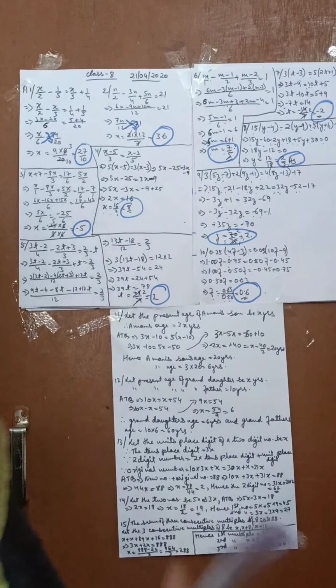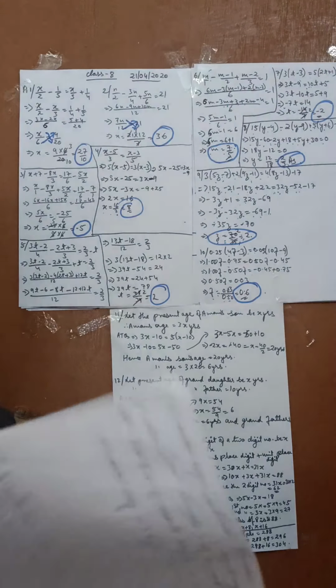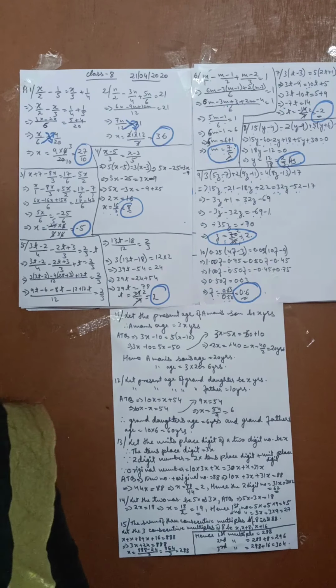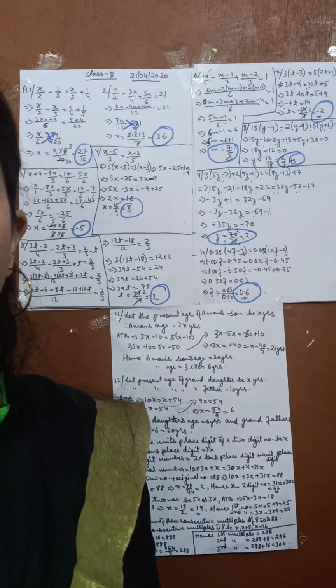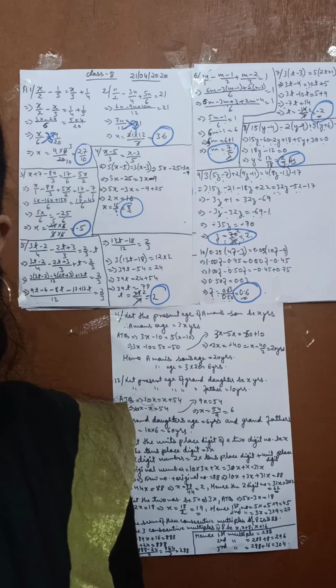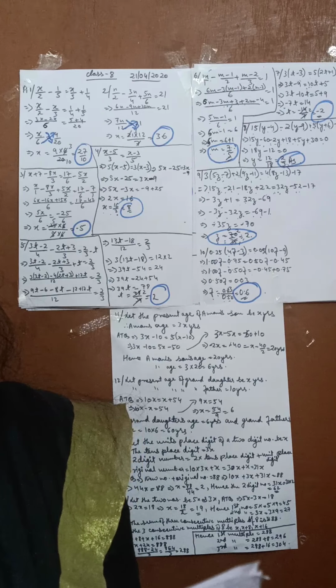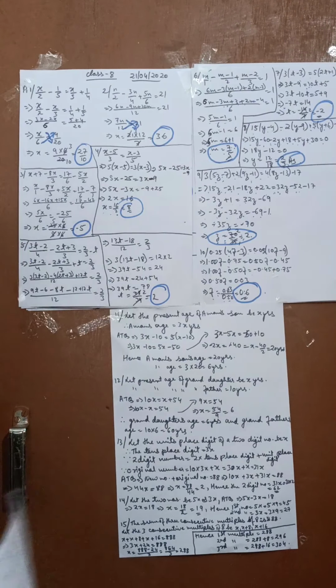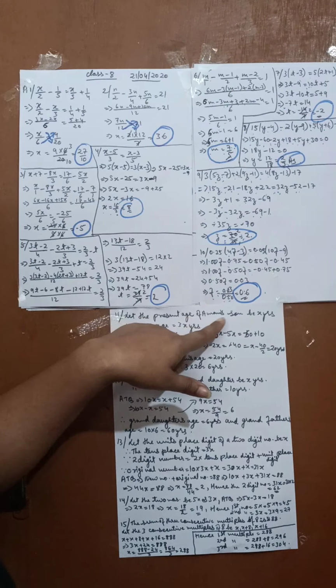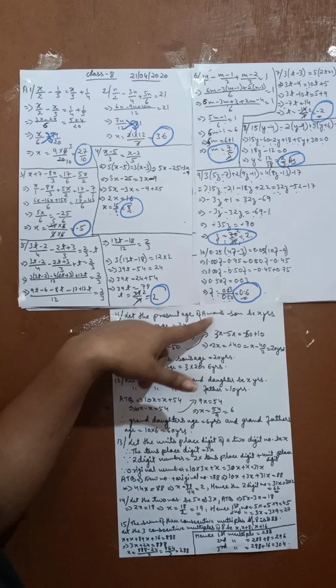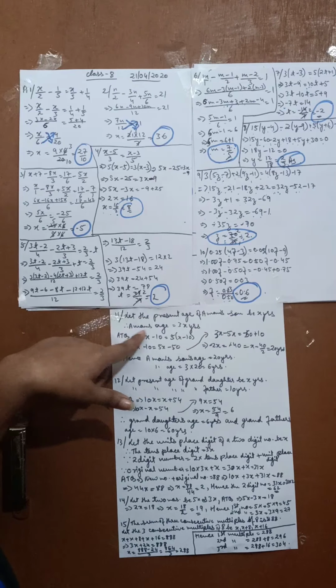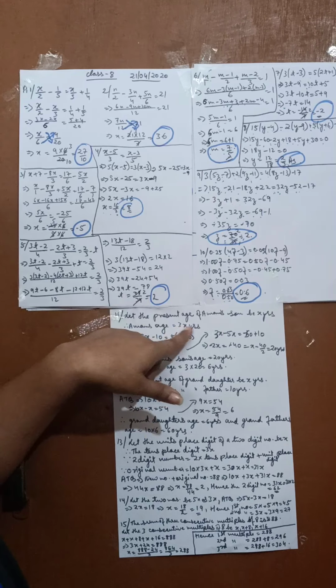So this question number 11 is very tricky. Listen to it very carefully. Aman's age is 3 times his son's age. 10 years ago, he was 5 times his son's age. Find their present age. So first what we will do is let the present age of Aman's son be x years. Therefore Aman's present age will be 3x years.